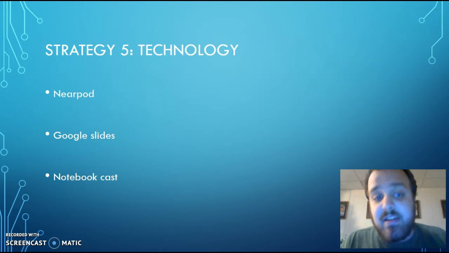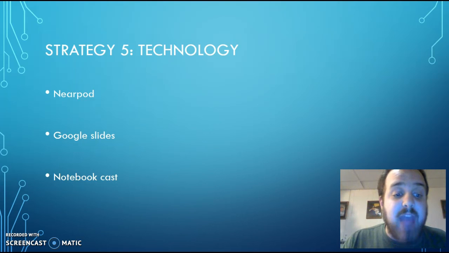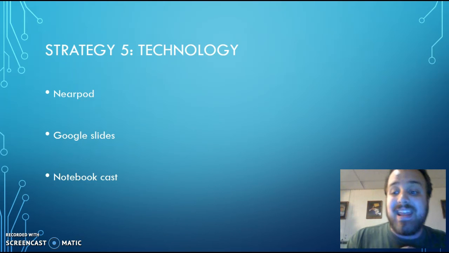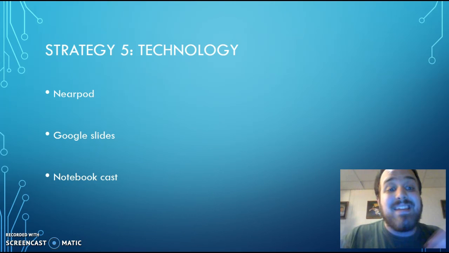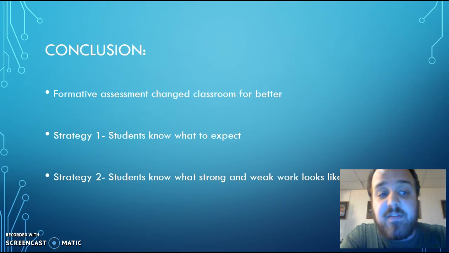Here are some great ways to get that data from students and then go ahead and use it. I really like having NotebookCast, having students do a problem, and then you can look at it and say, all right, this is an issue. Let me go back and try to fix this with them and change my lessons for the future.